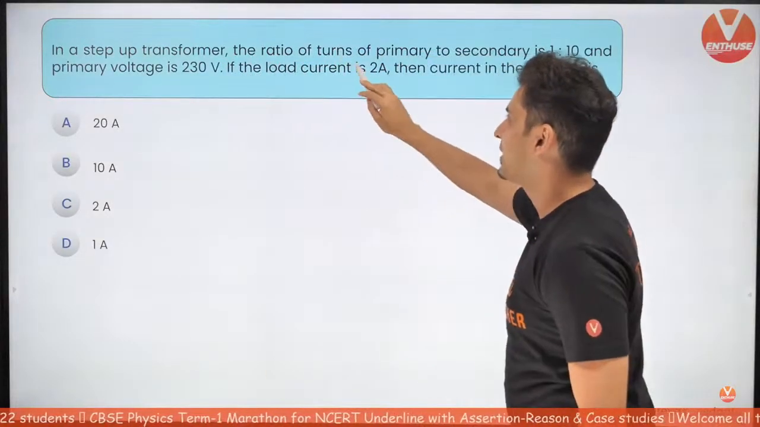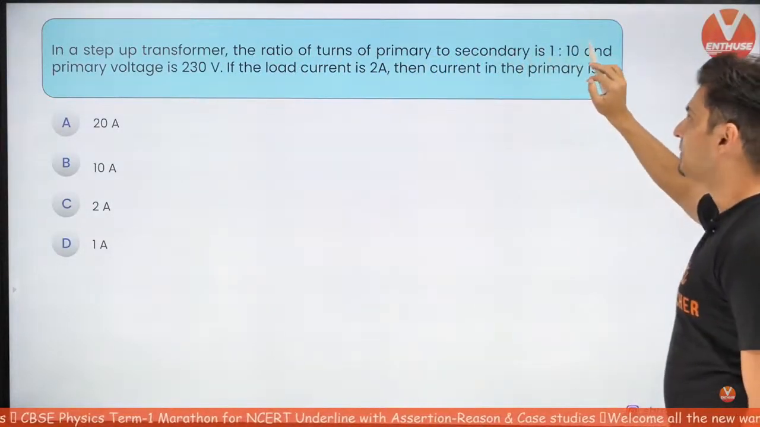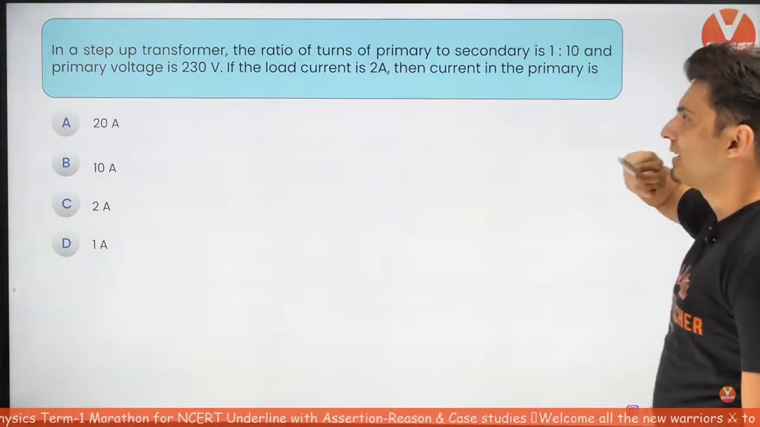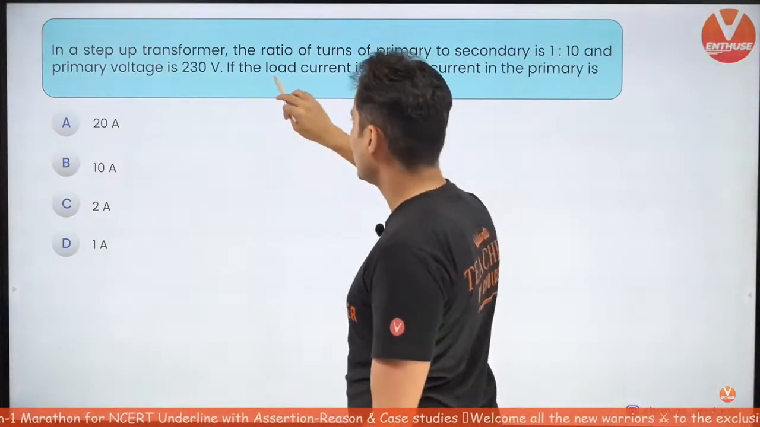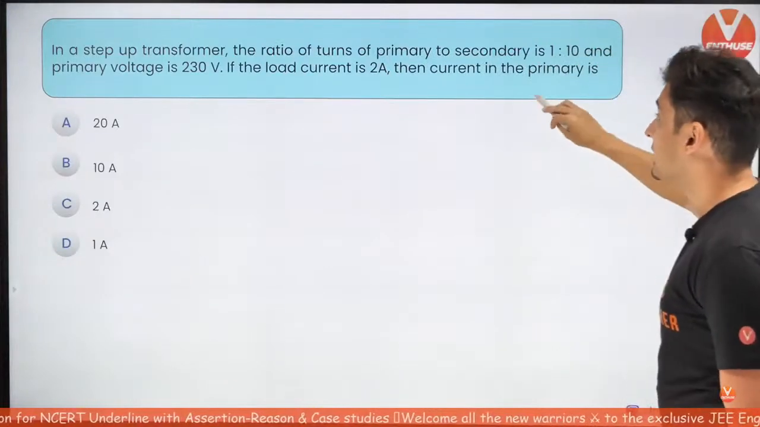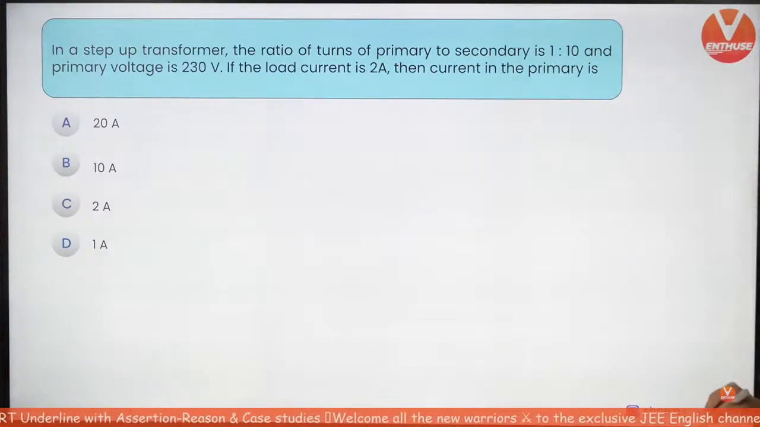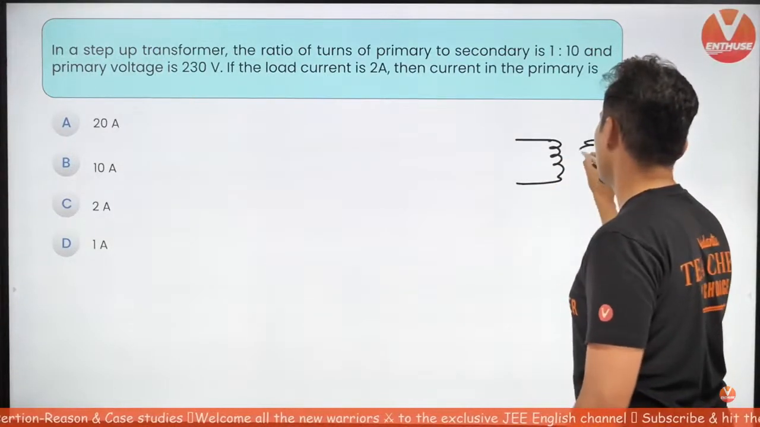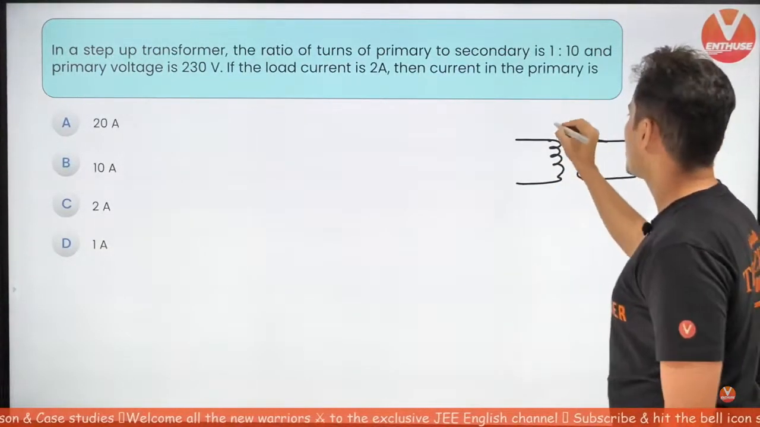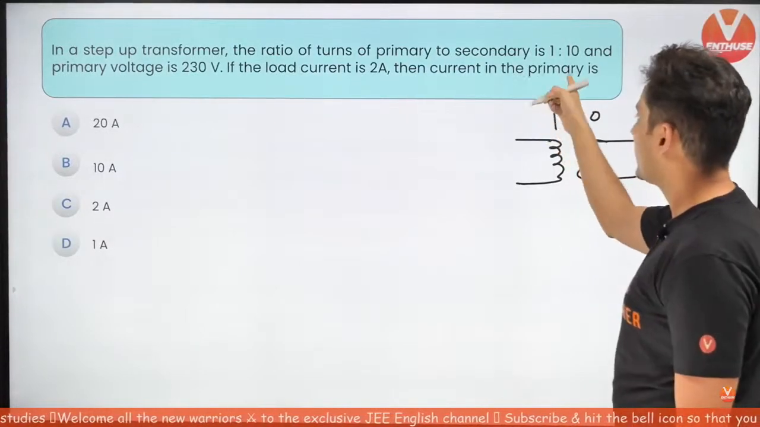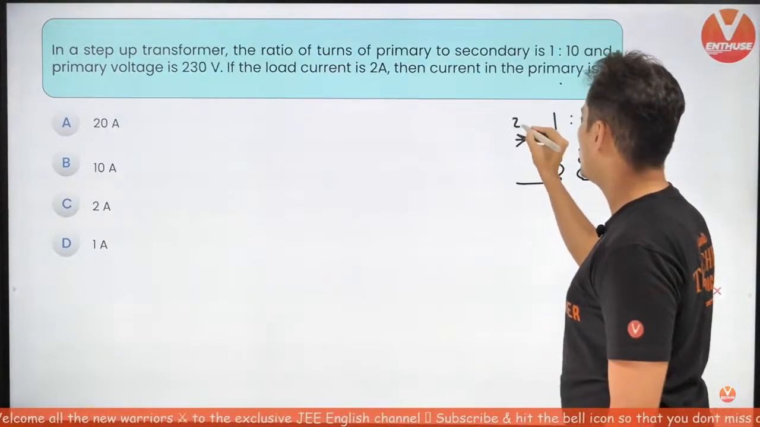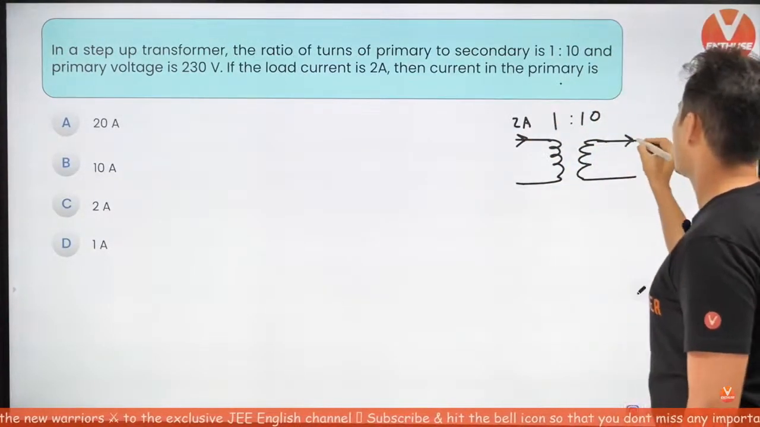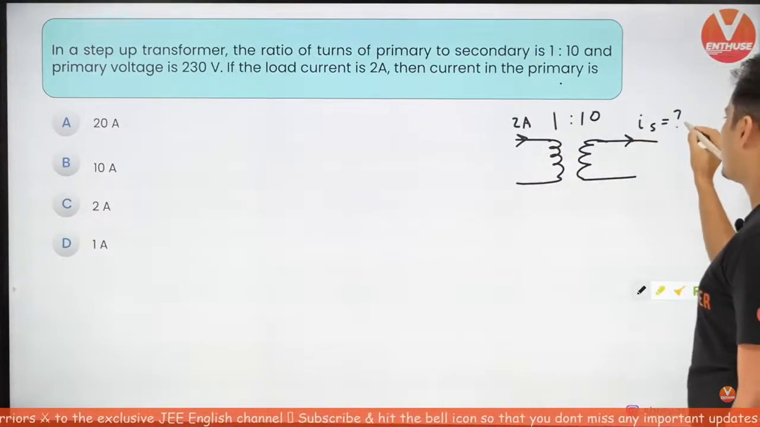In a step-up transformer, the ratio of turns primary to secondary is 1:10. Primary voltage is 230. The load current is 2. Then the current in the primary is. If you are getting confused, always draw a diagram. It helps a lot. So this is our transformer. The ratio is 1:10. The current is 2 amperes. The question is, what is the current in the secondary?